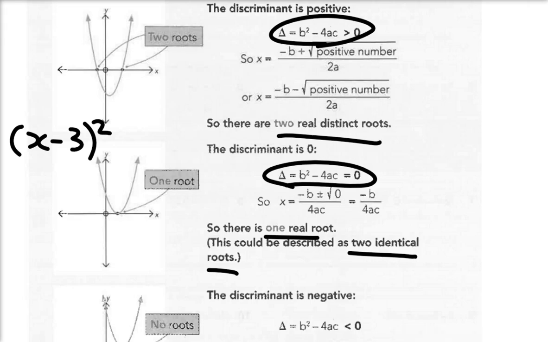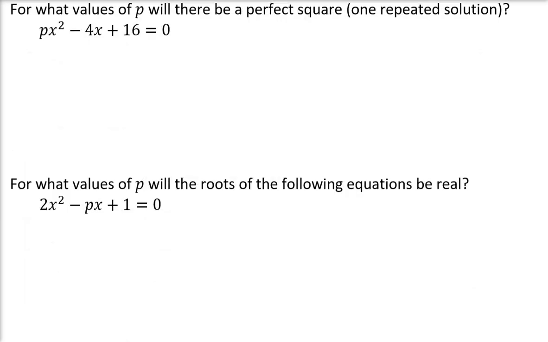So the questions I'm asking you now are more of the extension type questions. For what values of p will it be a perfect square? What does that suggest to you about the discriminant? Yeah, it suggests that the discriminant, which is b squared minus 4ac, equals 0. Happy with that?